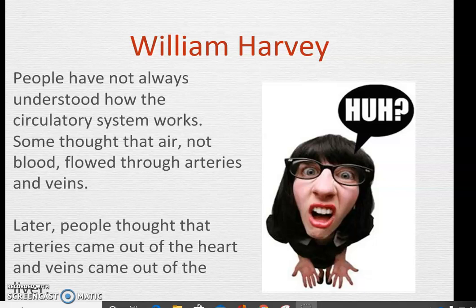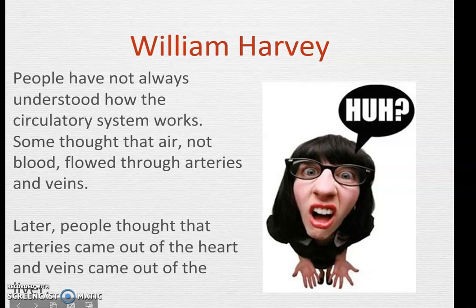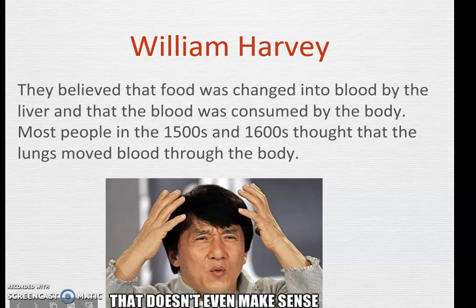So later people thought that arteries came out of the heart and veins came out of the liver. Well, we know that arteries and veins all come out of the heart and they go through all parts of your body. Does your liver have veins and arteries? It sure does, but your veins and arteries don't originate in the liver. So, isn't that pretty crazy? Doesn't even make any sense. And this didn't make sense either.